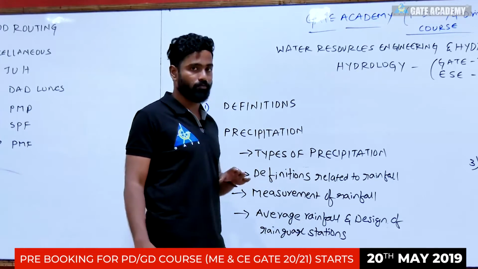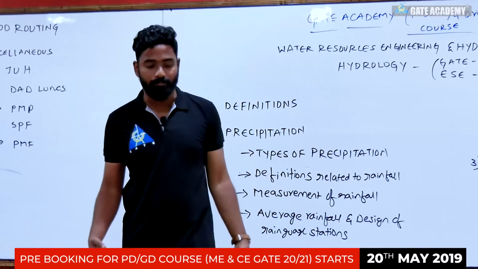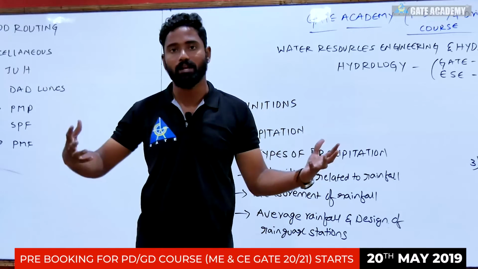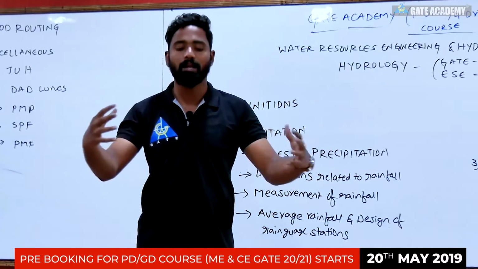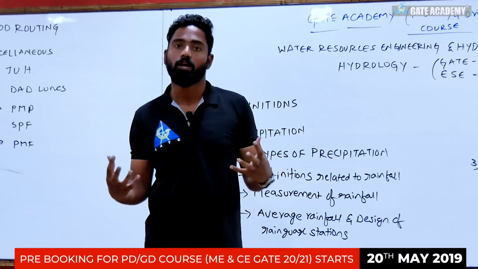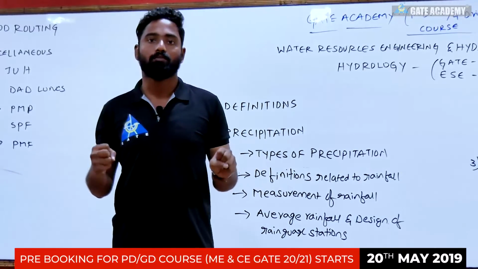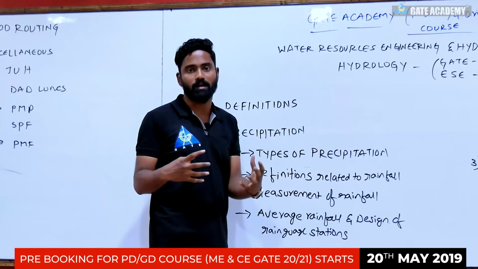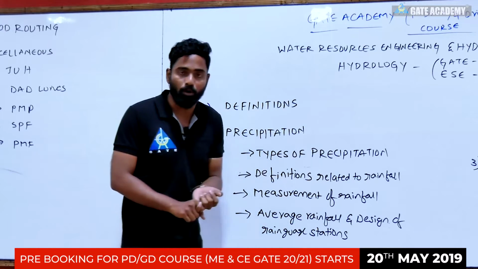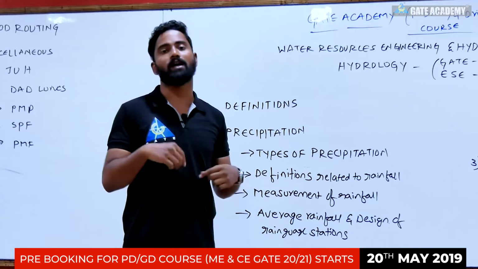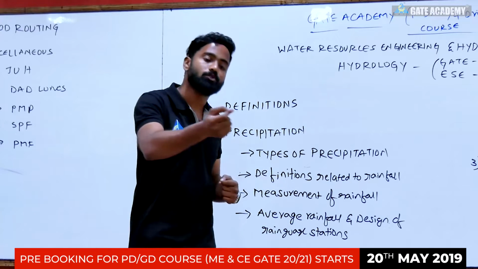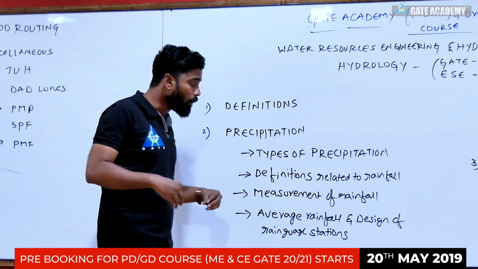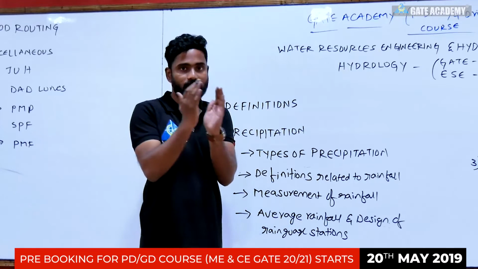Next, average rainfall. Let us say in a given area there are 6 rain gauge stations, or 10 rain gauge stations, 20 rain gauge stations. For that area, if they ask you rainfall, what will you say? You have to calculate the average of it. For that you can use the arithmetic mean method. Different methods are there: arithmetic mean method, Thiessen polygon method, isohyetal method. What is an isohyet? An isohyet is the line joining points of equal rainfall intensities. Each and every method is discussed in detail.